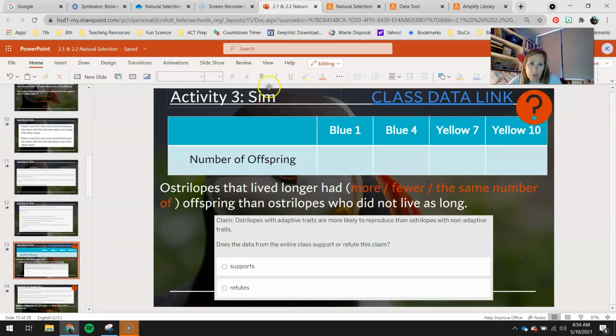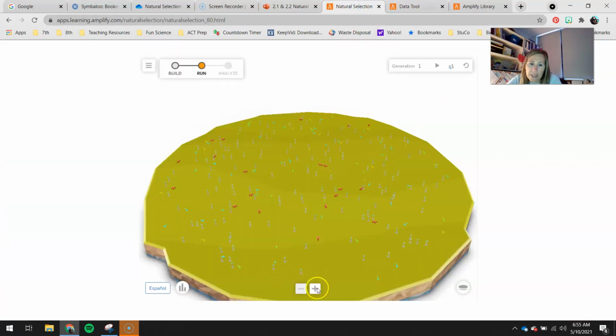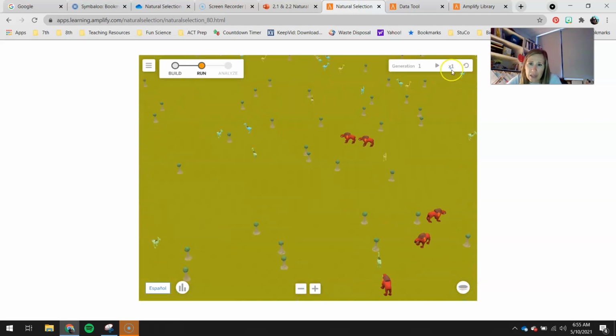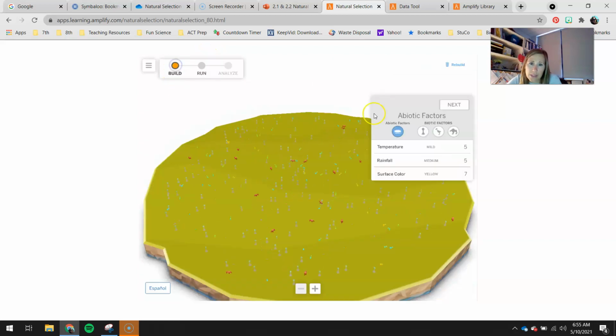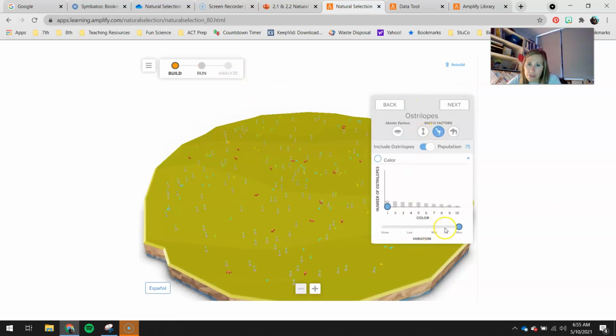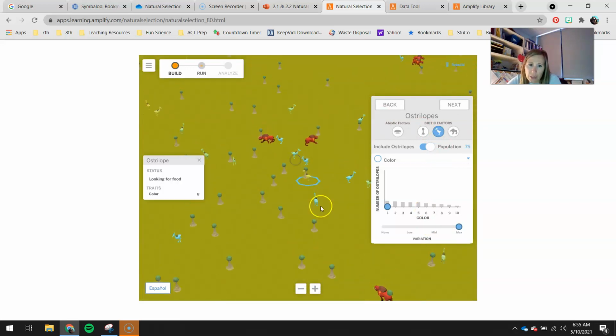Here's what your data table looks like. We have number of offspring: blue 1, blue 4, yellow 7, yellow 10. Those are the 4 colors of Australopes that you're looking for. So we're going to go in here. I'm going to need to zoom in. I reset, so we're going to go to build, reset, run. Nope, we're going to go to reset, build. There we go. Then we're going to look at Australopes with different colors. I don't think we actually have to change any of these. So we're just going to zoom in and find one that has a color we need.